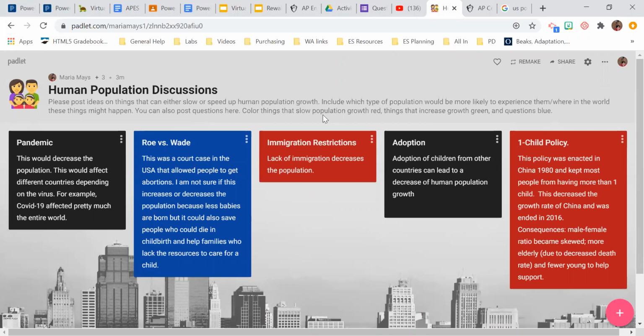If you think it is going to slow population growth, color it red. If you think it's going to increase growth, color it green. And if it's a question, if you're not sure what effect it would have, color it blue. We're going to talk about all of these as we go. Some of these people have put it in black. I think those ones should both be blue, so I'm going to go ahead and change them. But go ahead and you can add it. Again, this is anonymous, so we're not going to see who did what, but it should give us some good ideas on things to discuss.